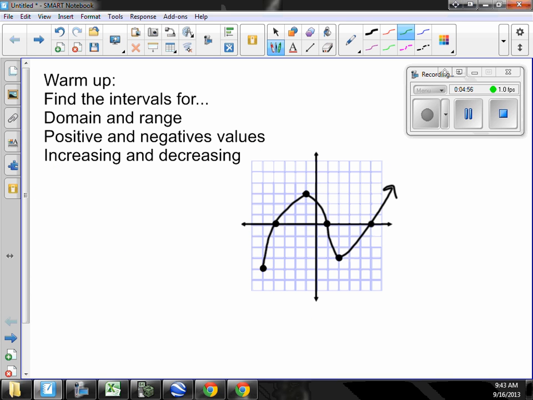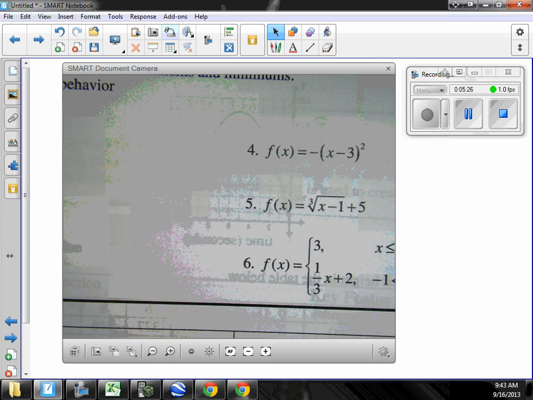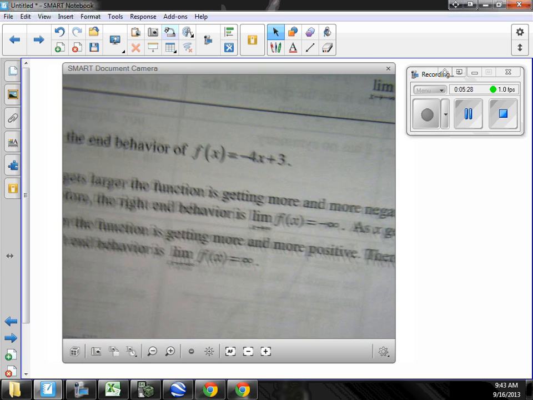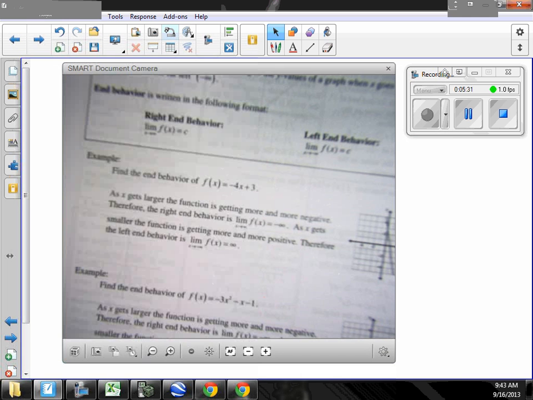Okay. Today we're going to talk about what is called end behavior. So if you open your books to page 36. It's okay. If you don't have it, you can look at mine. So on page 36, you see the definition of end behavior.